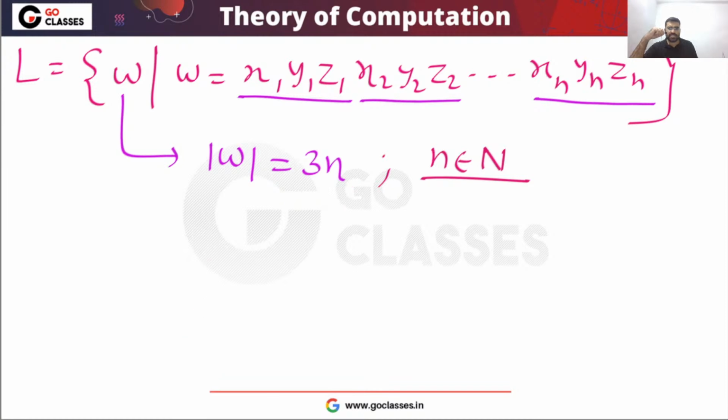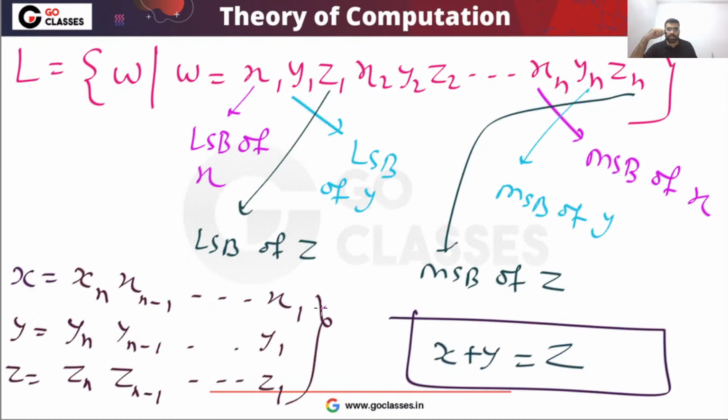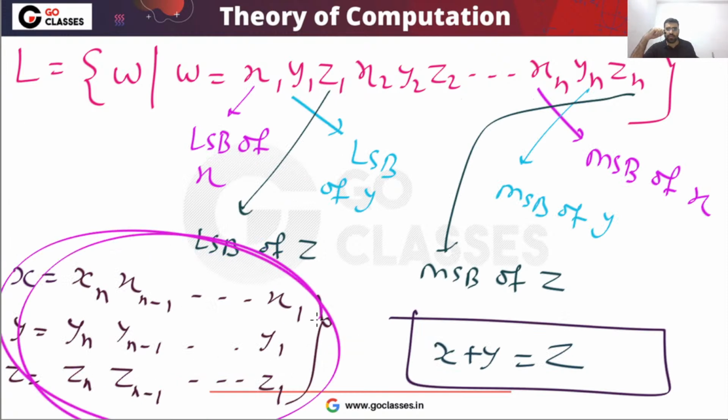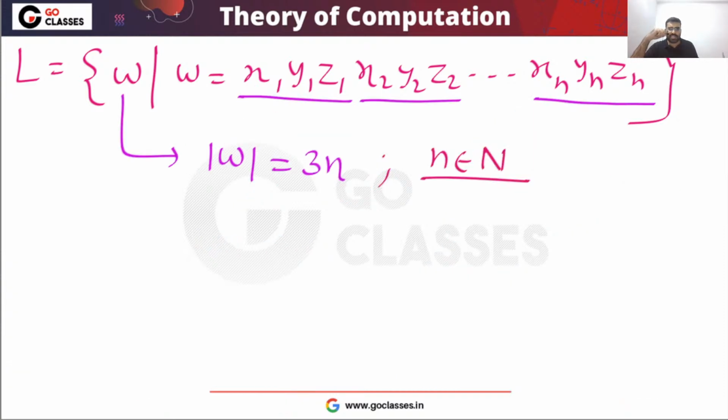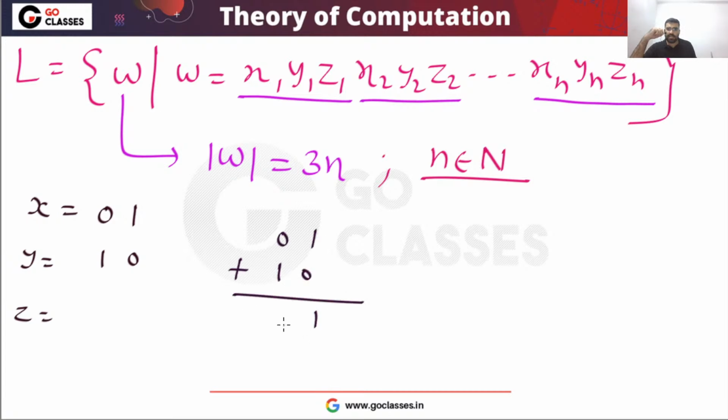Okay, and what is this question saying? You take two numbers x and y, and you do their addition, and you will get z. From that you can create the string. For example, let me take x as 0 1 and y as 1 0. Then what will z be? If x is 0 1 and y is 1 0, you do their addition, and you will get 1 1. So z will be 1 1.